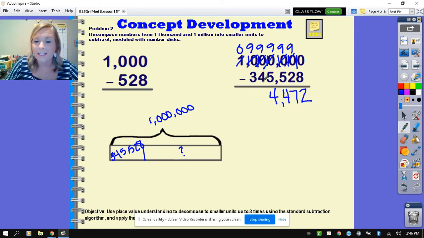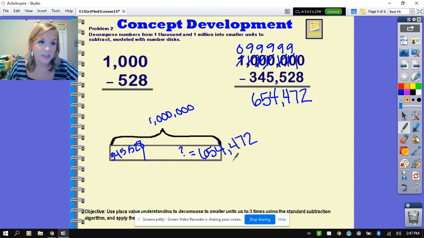90,000 minus 40,000 leaves me with 50,000. And 900,000 minus 300,000 leaves me with 600,000. There's nothing left in the millions place because we had cashed that in to our 100,000s. That gave us that 9, and so on and so forth. So our answer is 654,472.